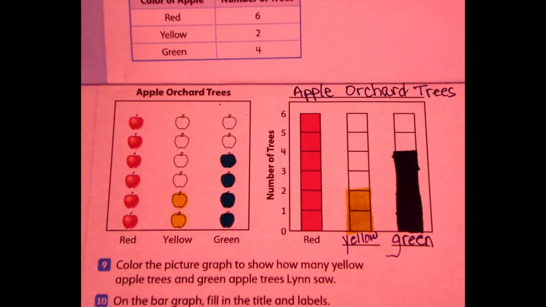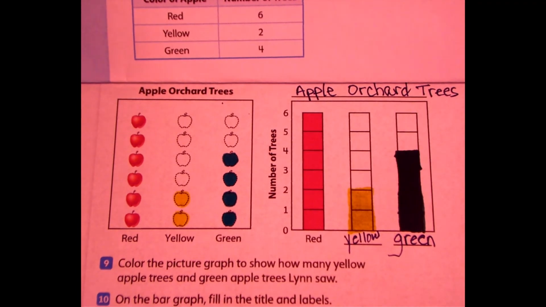Alright, so we filled in the labels, we filled in the title, and we have colored our bars to show how many yellow apple trees and green apple trees Lynn saw. So now you're going to try it. We're going to draw a bar graph. Connor asked the students in his art class, "What is your favorite color?" The results are shown below.